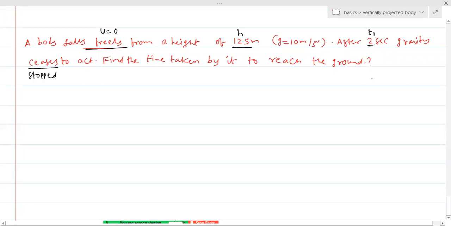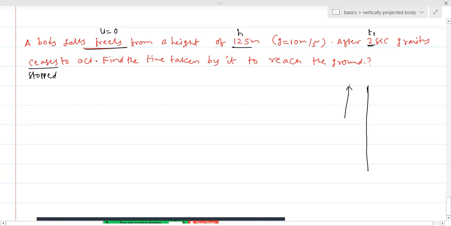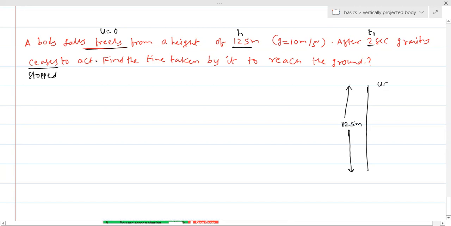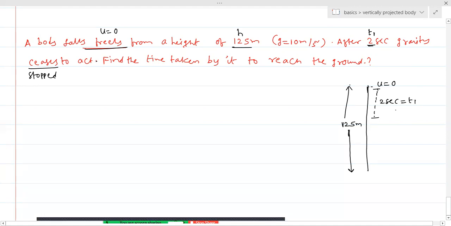So we need to construct a diagram. For example, I'm taking a tower of height 125 meters. You start a body falling freely from here. It covers some distance in the first 2 seconds, which is given as the first time interval. Let us say this distance is S1.